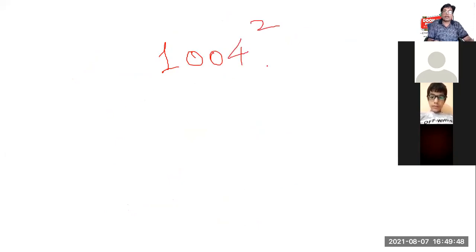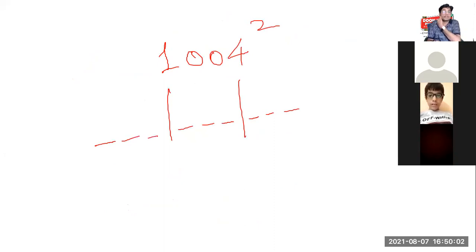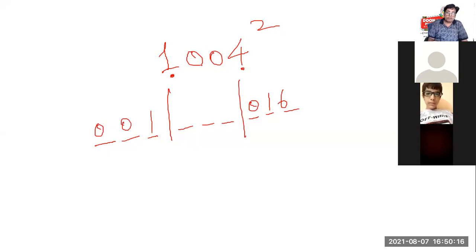Four digit. What do I have to do? I have to make 3 parts now: 3 digit, 3 digit, and 3 digit. Okay? A 9 digit answer will be there. Now, 4 square is 16. 1 square is 0, 0, 1. Now, I will leave both 0.